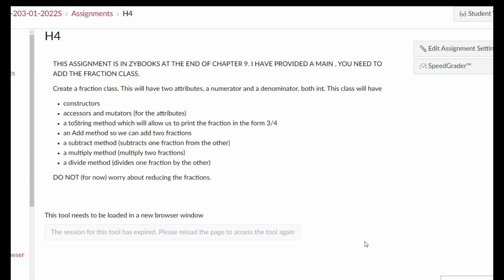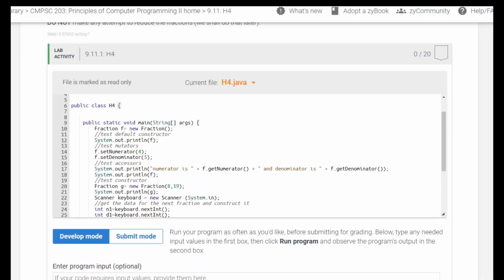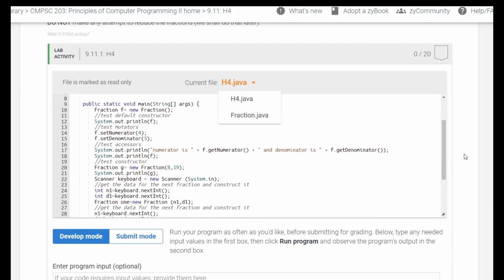In Zybooks, I gave you a main. Let's look at Zybooks and see. Here we go, and you'll notice it's read-only. There are two files in here. One is the fraction class and the other is the driver. So I gave you the driver. Let's look at what it does.